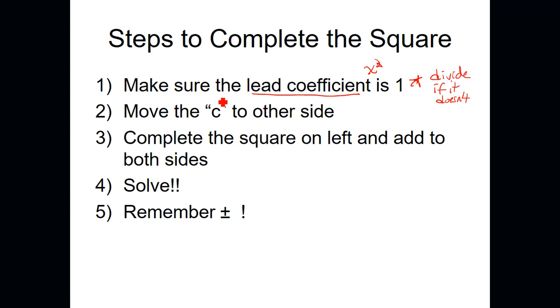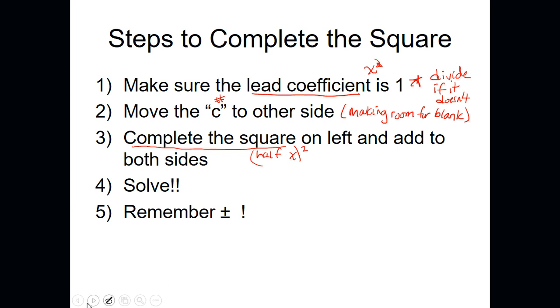Then you need to move the c, or the regular number, to the other side. We call this making room for the blank, so that you can fill in the blank. So complete the square on the left and add to both sides. Remember, when you complete the square, you say, what's half of that x? And then you square it. So take half of the x term's number, not the x itself, but the number in front. You multiply it times itself, add that to both sides, and then you go from there and you solve. And that includes factoring and taking square roots. And always remember that you should have that plus or minus involved.